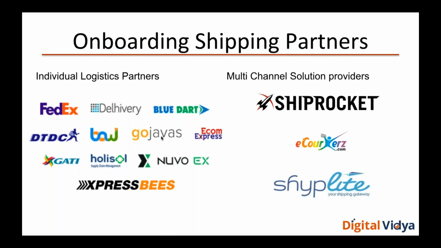The other method available is multi-channel shipping platforms. There's a platform called Shiprocket, eCouriers, Shiplite, and a lot of other platforms available, which give you the option of multi-courier integration. You go to Shiprocket, just sign up for one particular account, and you are done. You get FedEx, Blue Dart, Delhivery, and all the different shipping companies integrated into one interface. That's the best thing about shipping aggregators.